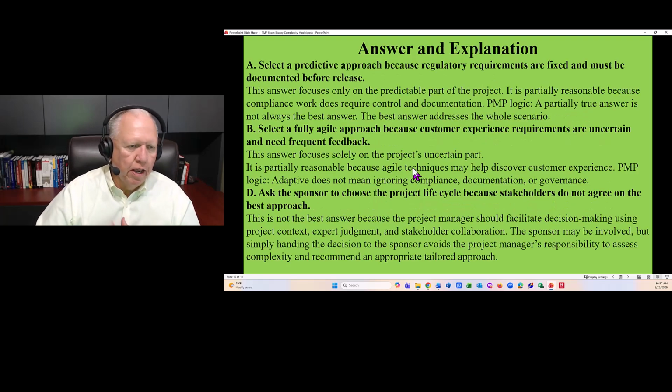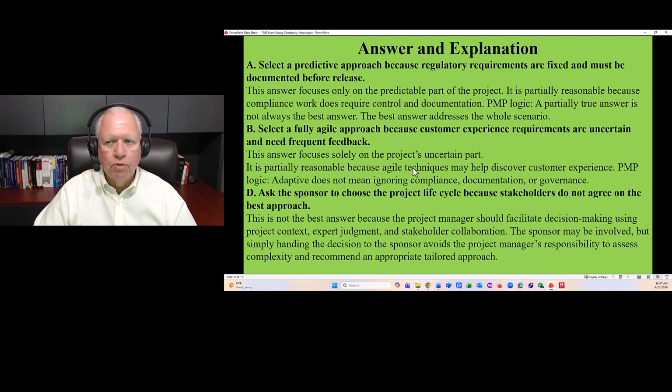So let's look at the other answers. Remember, you're choosing the best answer on the PMP test. A, select a predictive approach because regulatory requirements are fixed and must be documented before release. This answer focuses only on the predictive part of the project. It's partially reasonable because compliance work does require control and documentation. PMP logic for this is a partially true answer is not always the best answer. The best answer addresses the whole scenario, so that only addresses part of it.